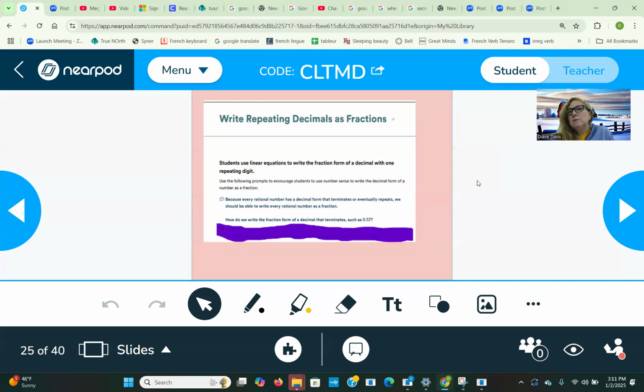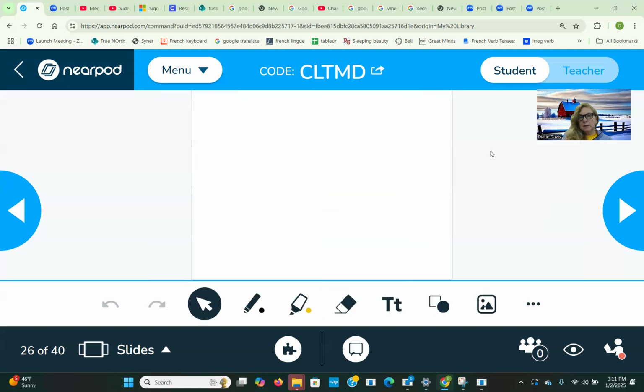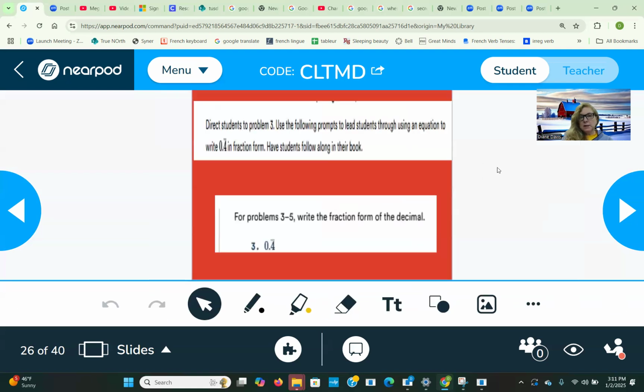Well, let's see if you can figure that out. I'll give you some time to work with your partners. And again, the expectation is that I see you working together and collaborating. All right, here it is worked out.